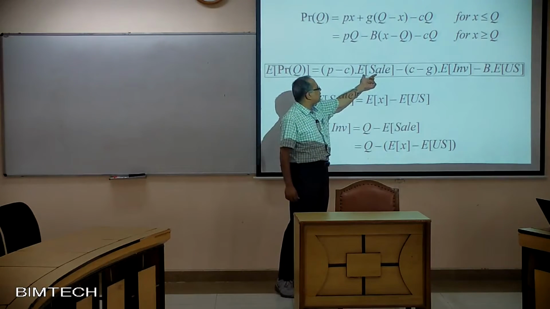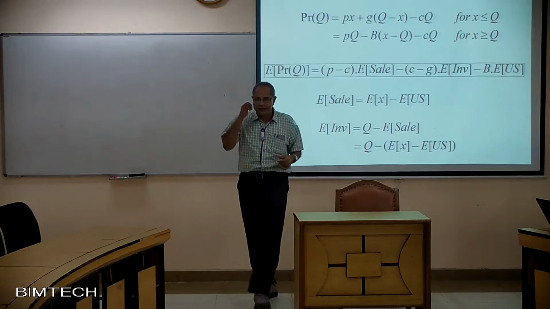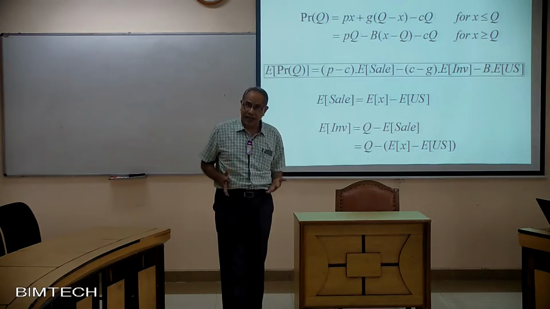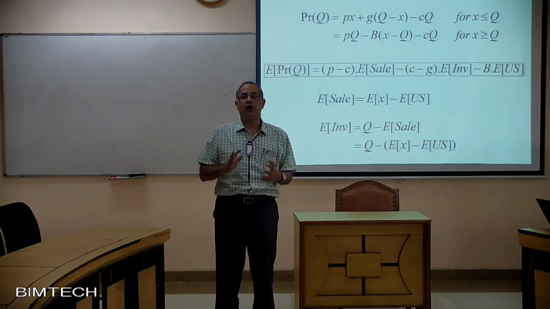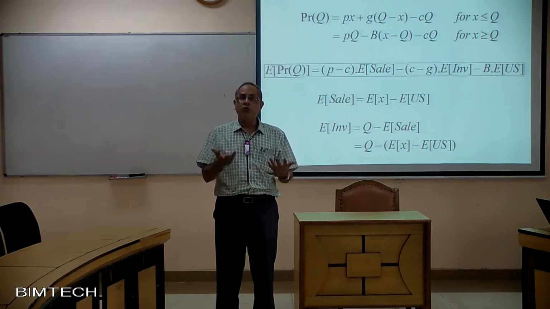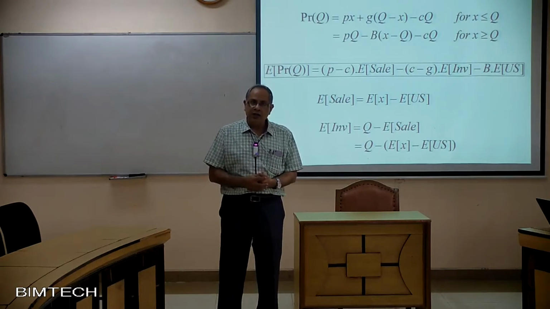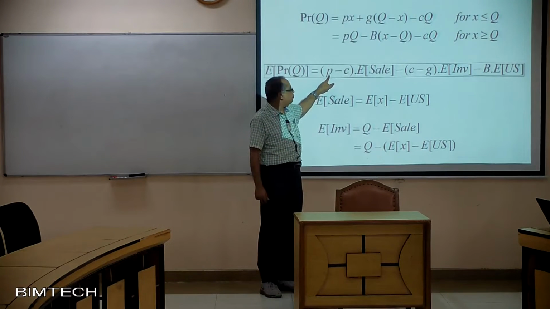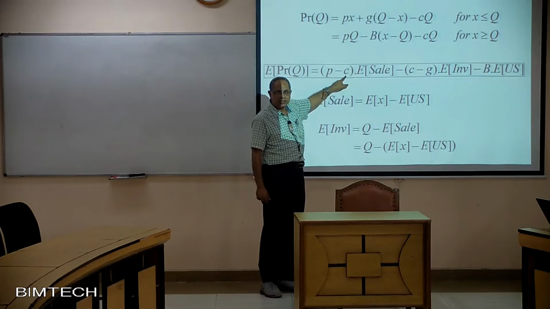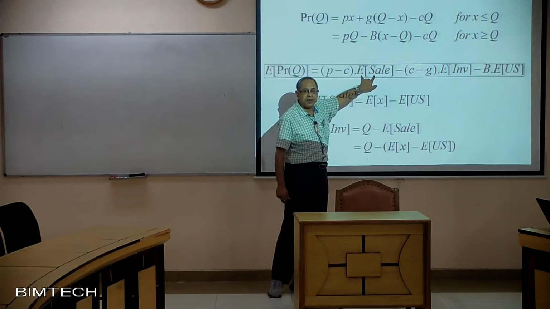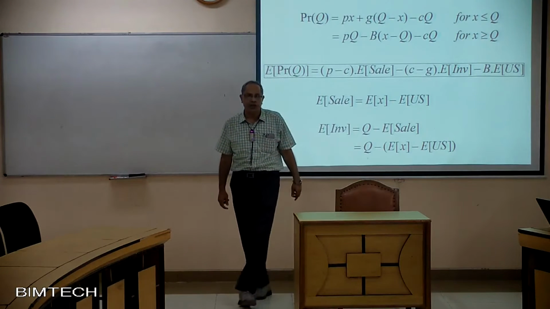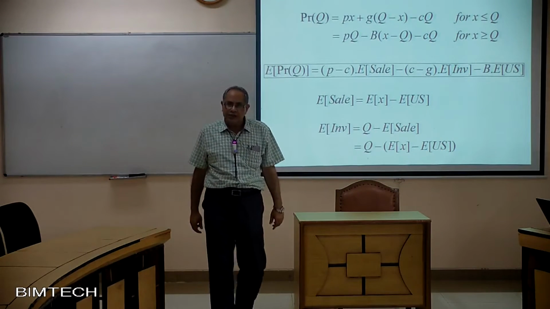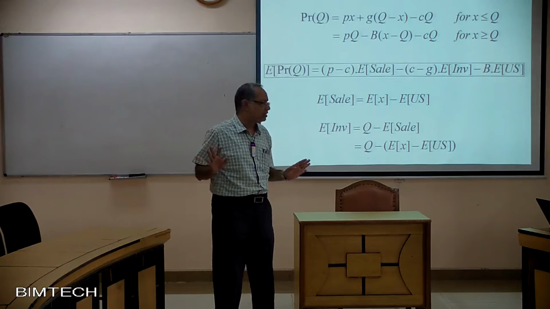Now this term, expected sale. Expected sale is the average units sold by us, and how much is the profit that we earn on the average sale? Well, the selling price minus the unit cost price, this is the contribution per unit, multiplied by the expected number of units sold. So this is the total profit contribution from sales. Fairly simple to understand.